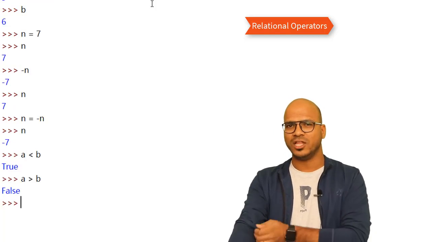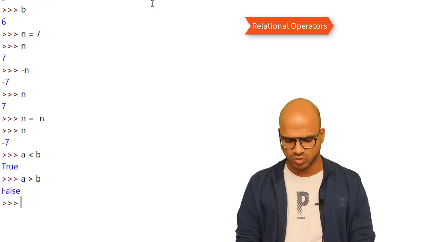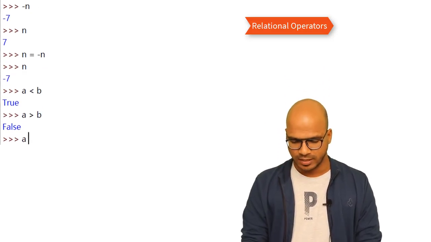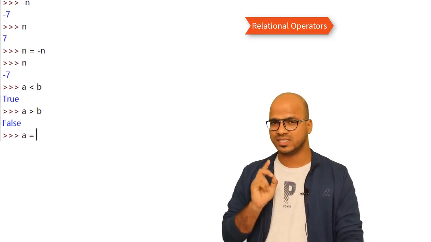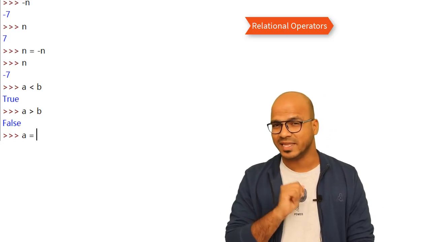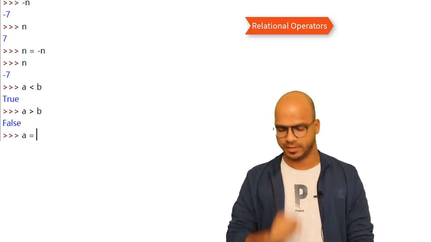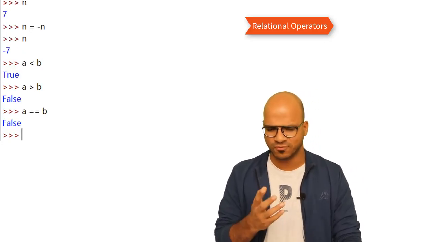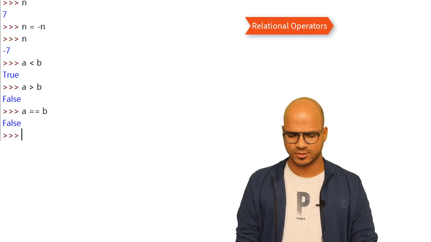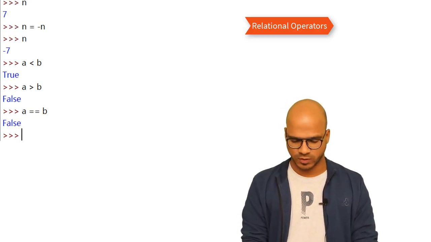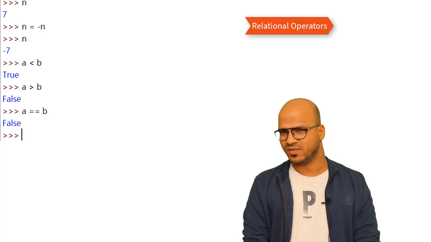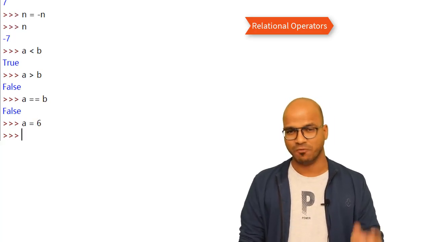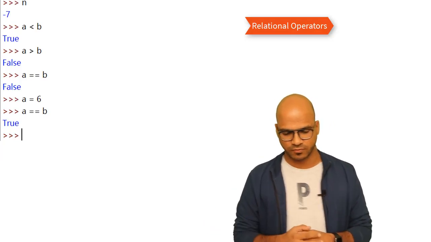Now what if the values of a and b are not the same? How do you check this comparison if they are the same? We cannot use a single equal to, because single equal to means you are assigning it. We are not assigning here, we are comparing it. So in that case, you will use double equal to, and then b, and you can see we got false. Of course, a is 5 and b is 6, so it gives you false. Now let's change the value of a. I will say a is also 6. So now b is 6, a is 6. Let's perform the same operation. I will say a is equal to b, and you can see we got true. Now they are the same, so it gives you true.